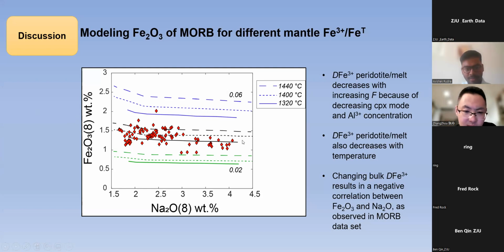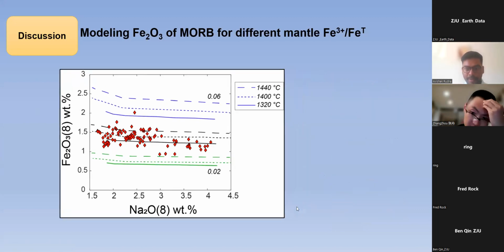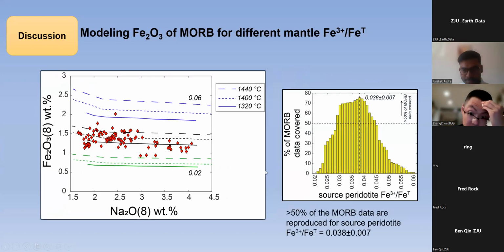And another thing, the question that we had started with was, what is the ferric iron content of the upper mantle? And that we answer by calculating all these model curves for very different source ferric iron concentrations. And we see that a source ferric iron concentration of 0.038 plus or minus 0.007 explains or covers the largest amount of natural MORB data.